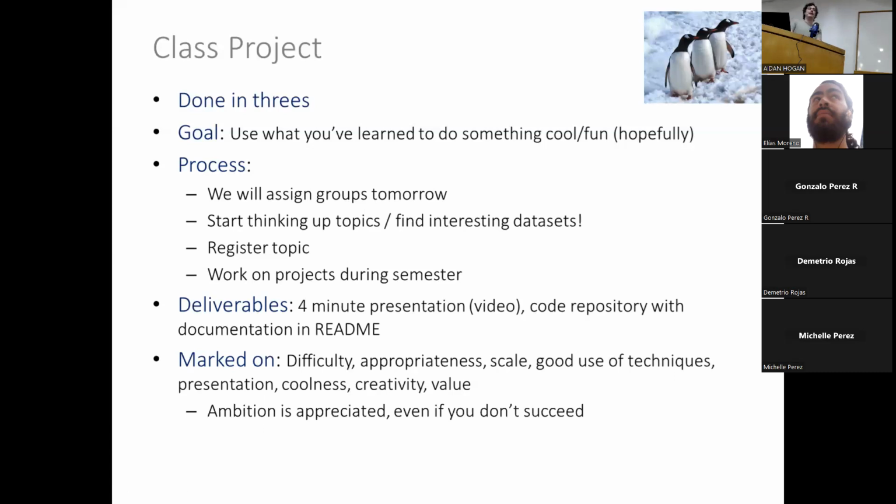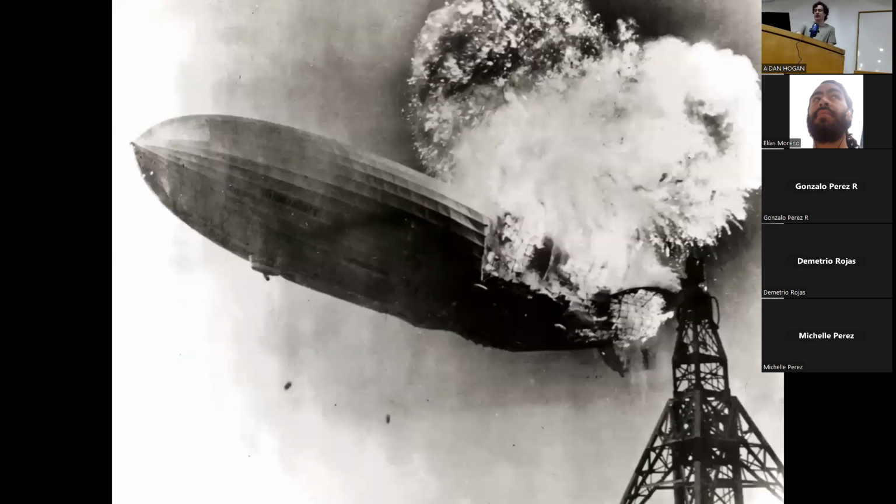Ambition is appreciated even if you don't succeed. When you're choosing your project, it's quite good to be ambitious, even if it doesn't work out. Rather than play it safe, if you want to try something a bit more ambitious, that's also appreciated, even if you don't succeed. A very ambitious project that does a lot of work and gets most of the way there, but doesn't quite work out in the end, is more appreciated than a very safe, simple project that is 100% successful. So yes, ambition is appreciated.